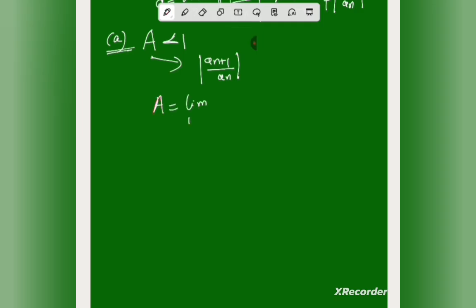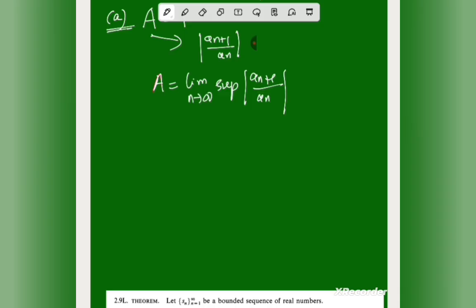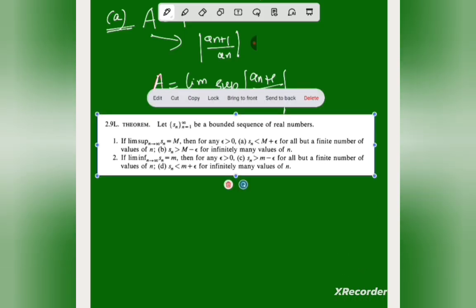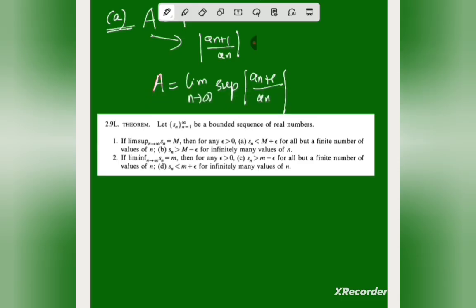So the limit as n tends to infinity of the supremum of modulus of a(n+1) by a(n) is given. As I told you, I am going to use this theorem. So what does this theorem say? This theorem says that the limit as n tends to infinity of the supremum of Sn is M, right? So this is what they have given.